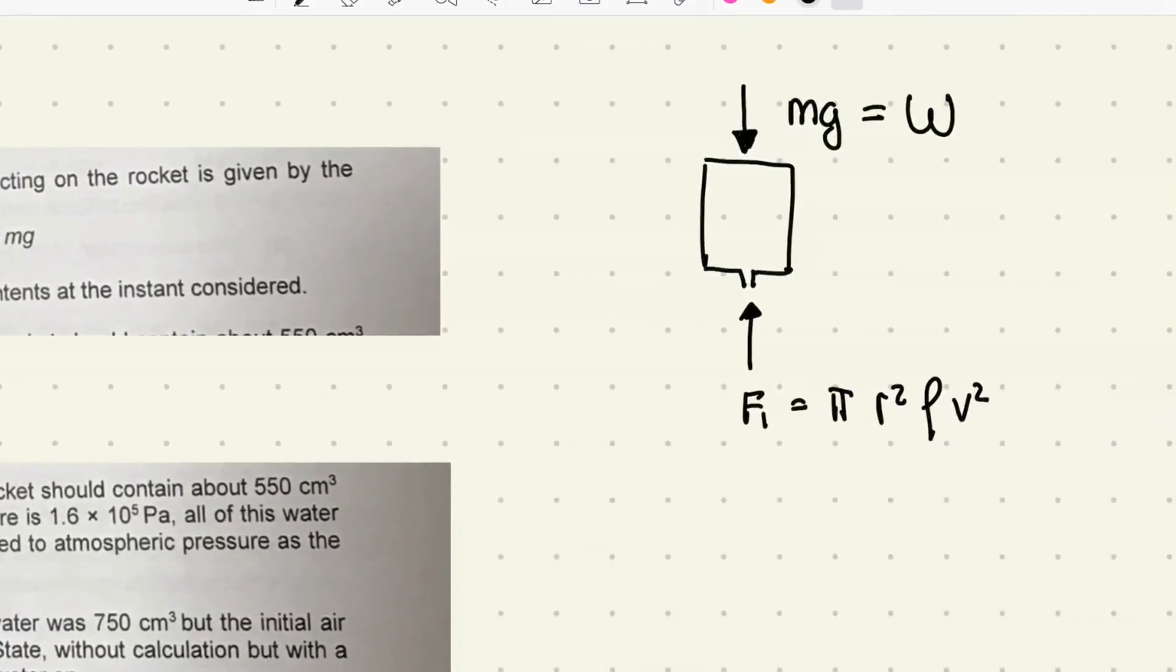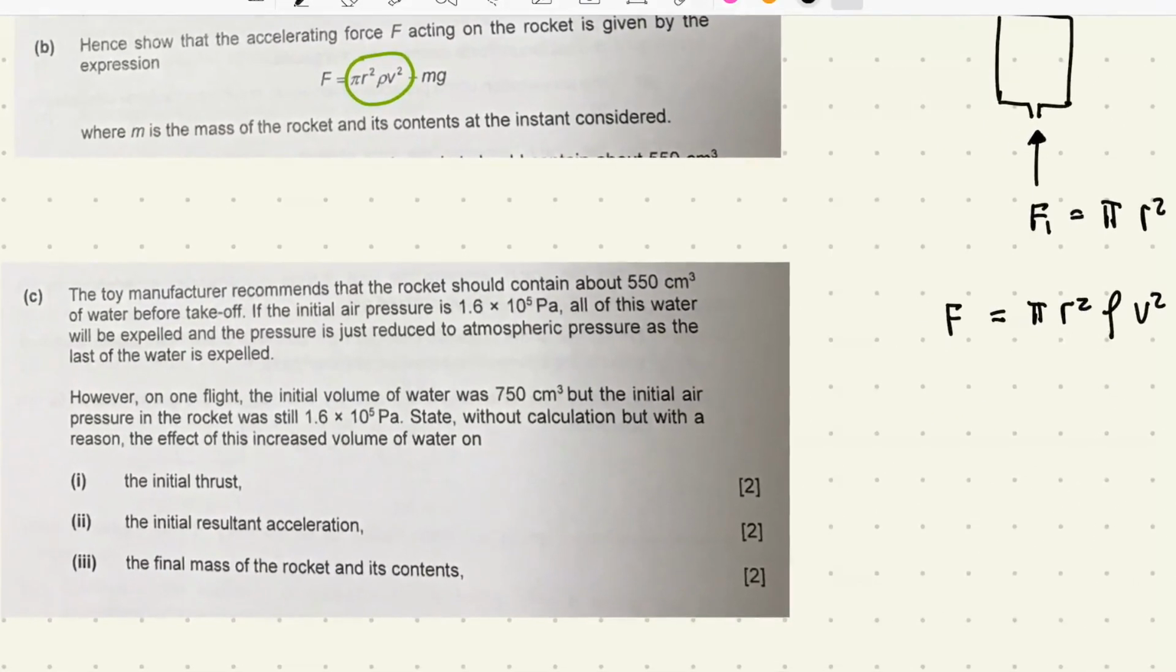Yes, accelerating force at the instant. So the m is changing, so it's a variable. Then the resultant force is just you minus away: πr²ρv² minus mg. That's very simple.